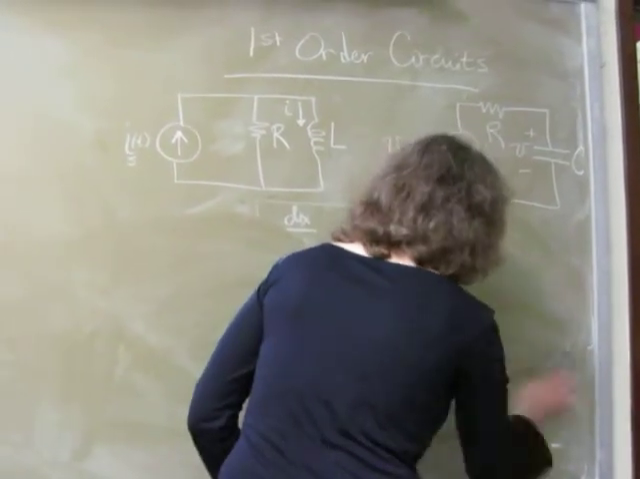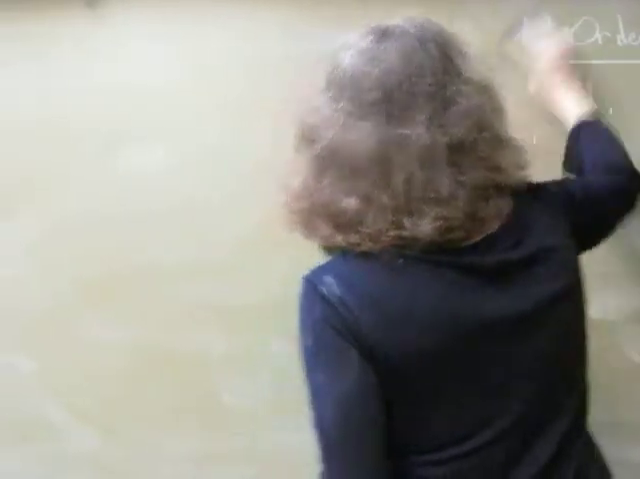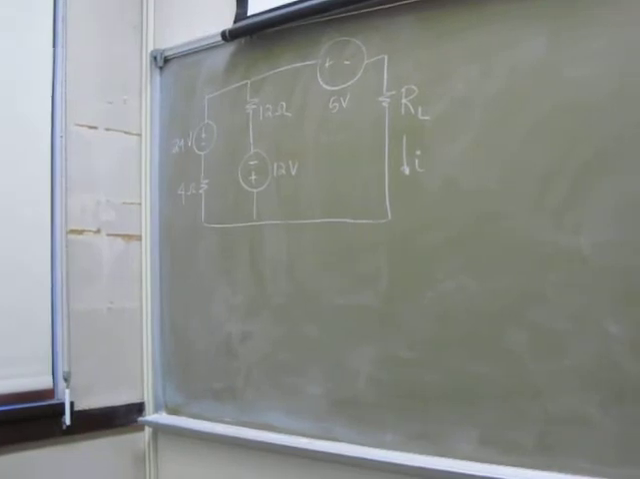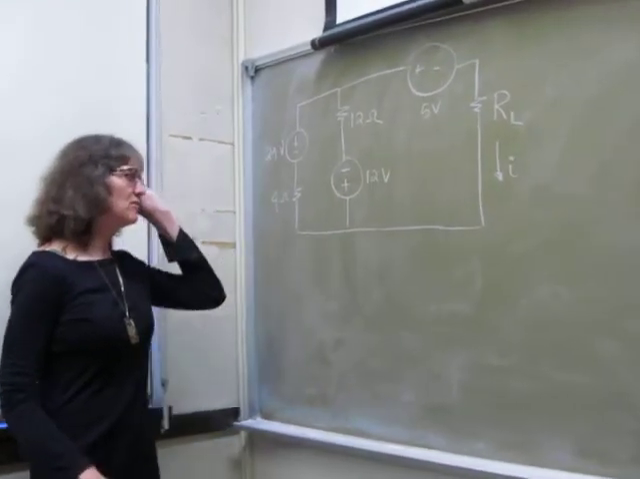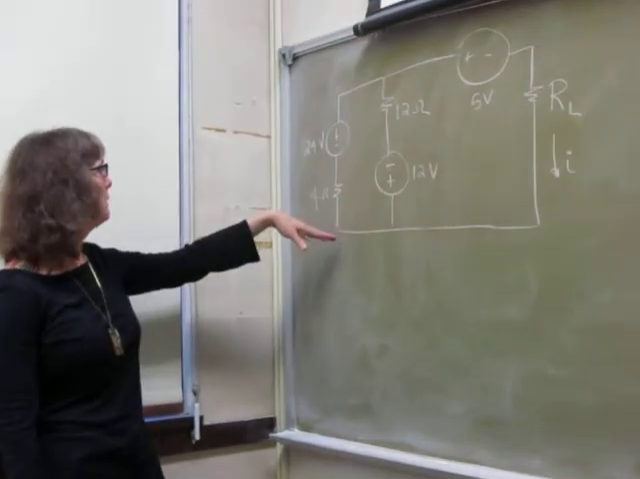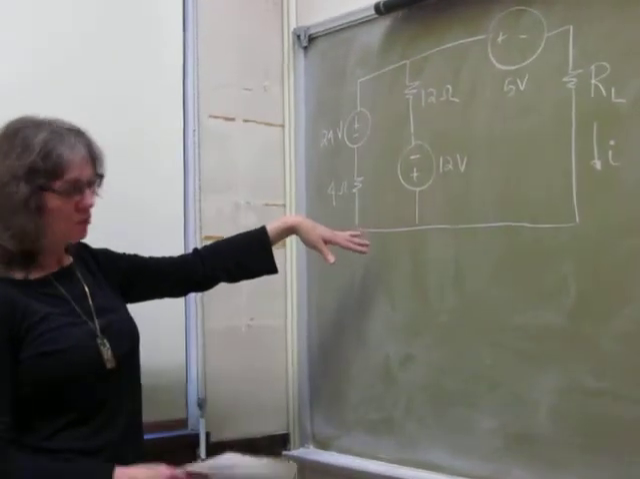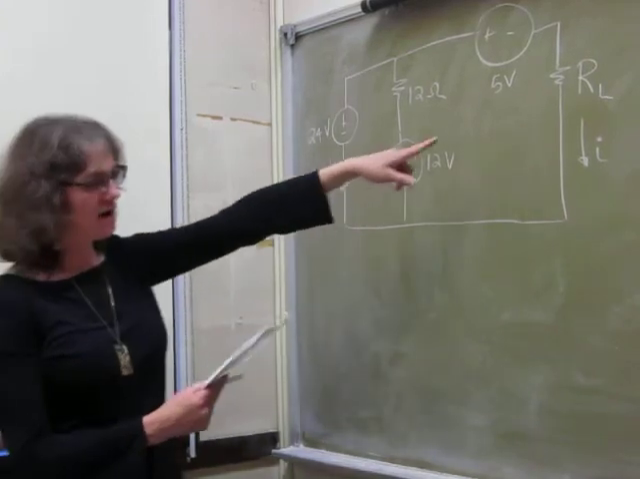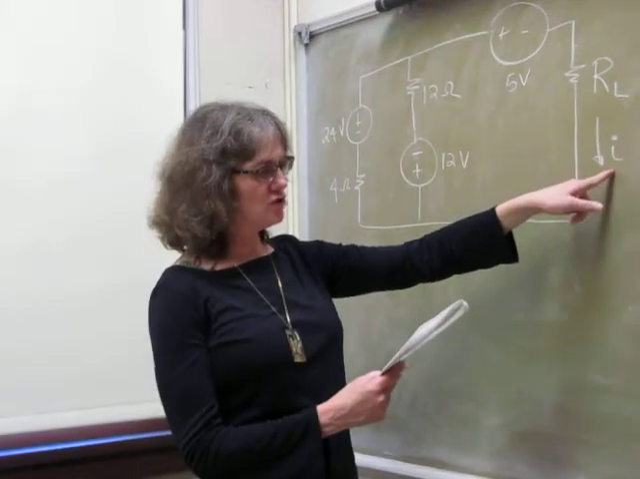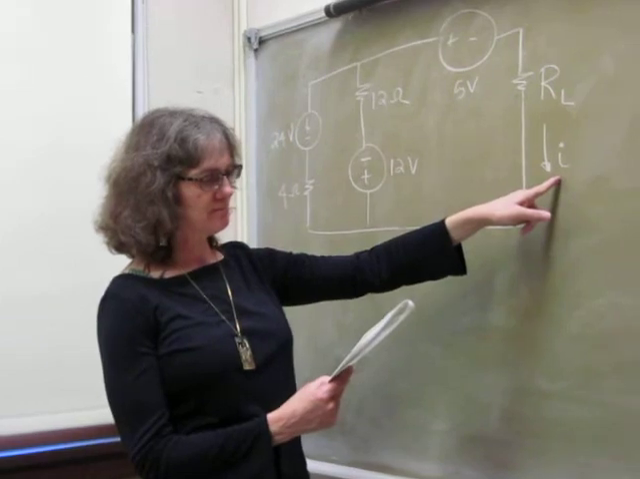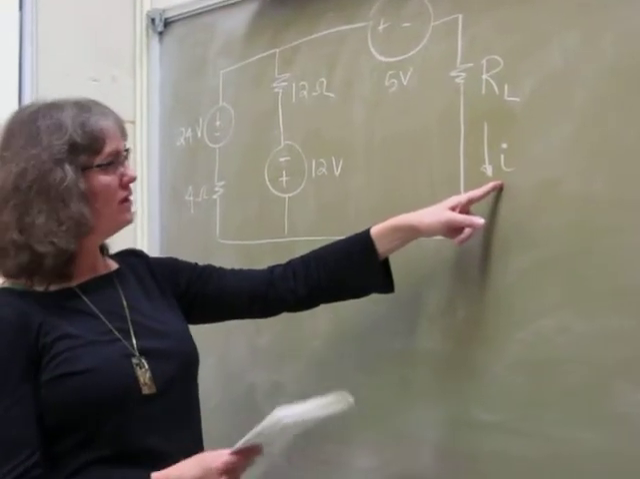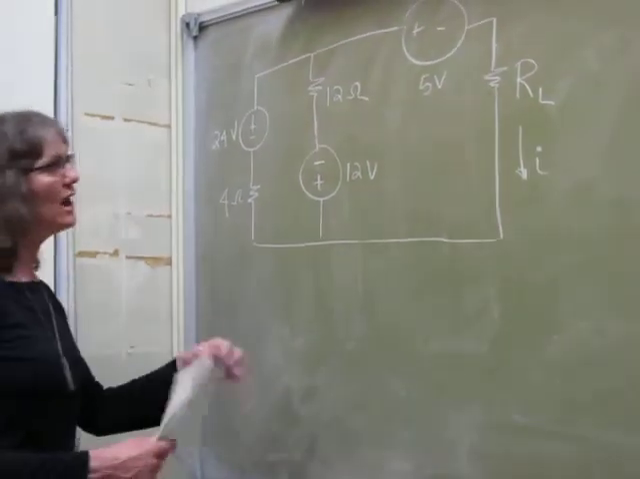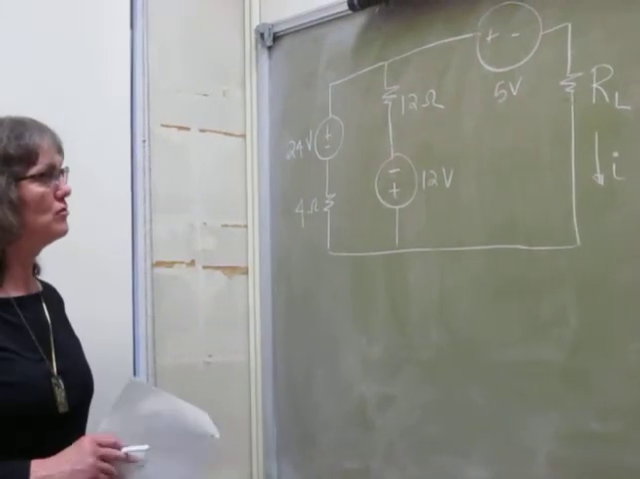Okay, so I had a request to do a source transformation that was not just a straightforward source transformation. So I'm hoping this fits the bill. We're asked to find R of L if I is 2 amps. So we need to simplify this. There are a lot of different ways we can do it, but I'm going to do it by source transformation.